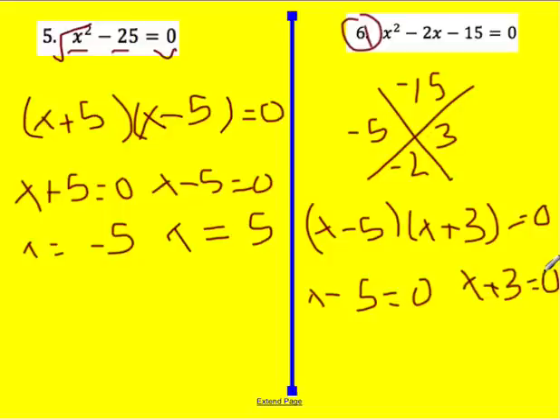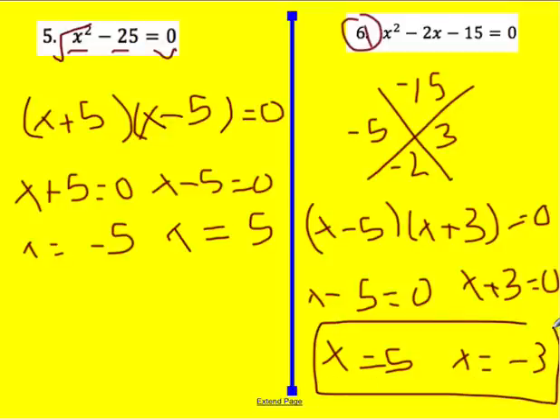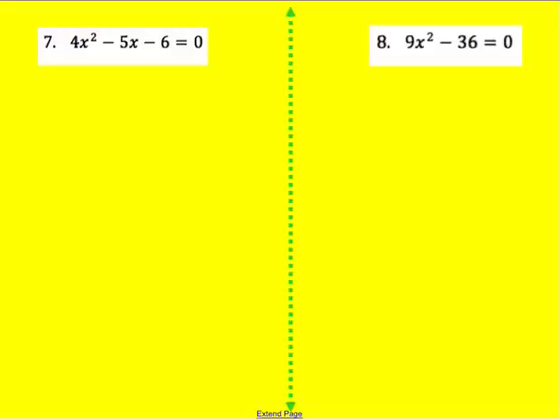So x minus 5 is equal to 0. When you add 5 to both sides, you get that x is equal to 5. When you subtract 3 from both sides, you get that x is equal to negative 3. So that right there is your final answer for number 6. Let's take a look at number 7.